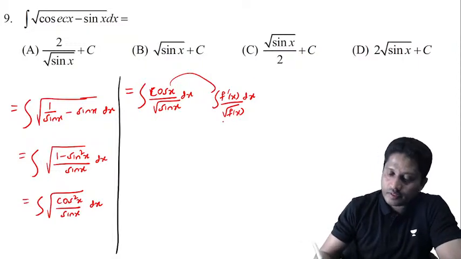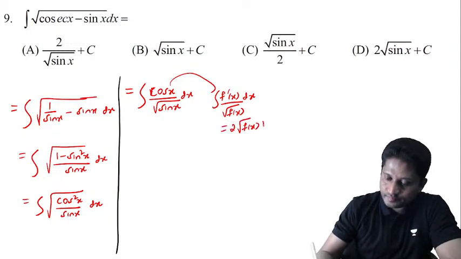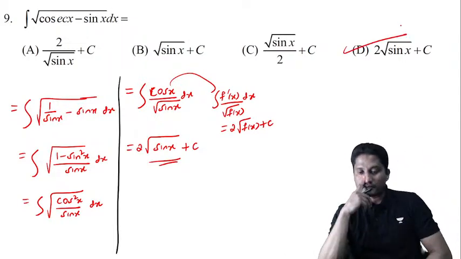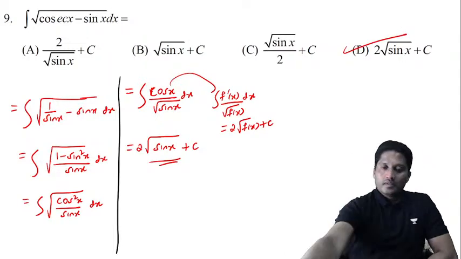F dash of x by root fx is equal to 2 root fx. So this is 2 root of sine x plus c. Answer is option D. Right, let's move to the next question. Question number 10.